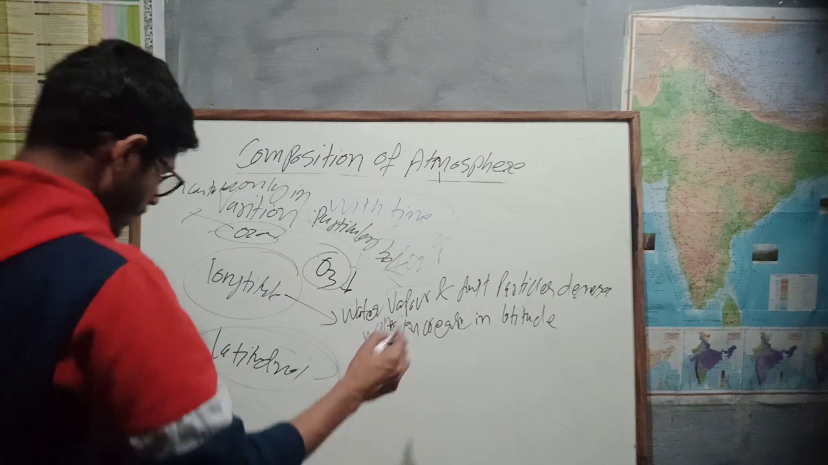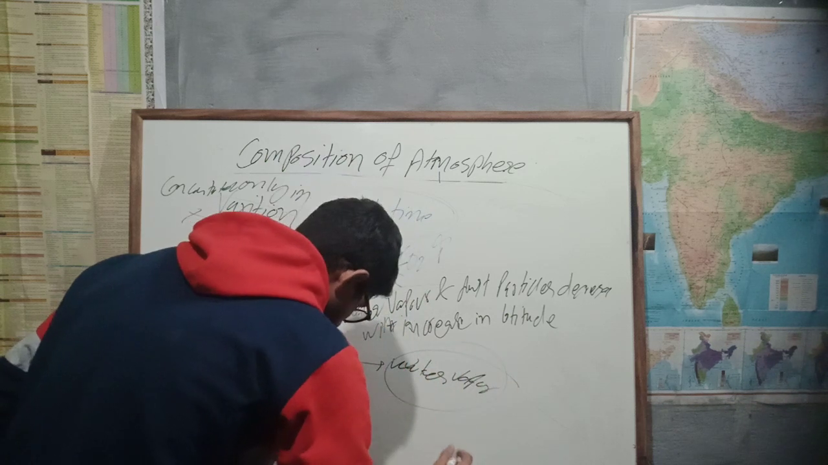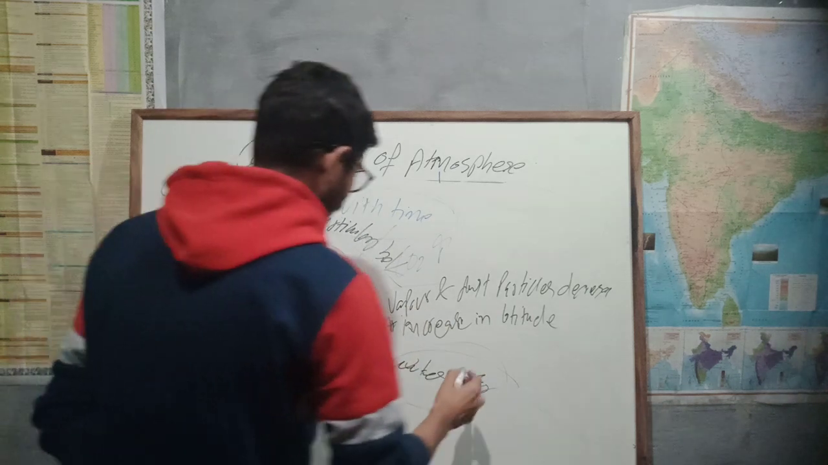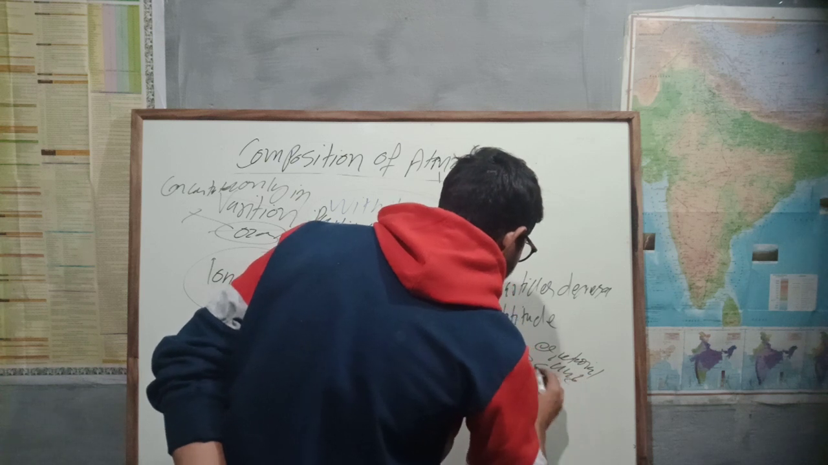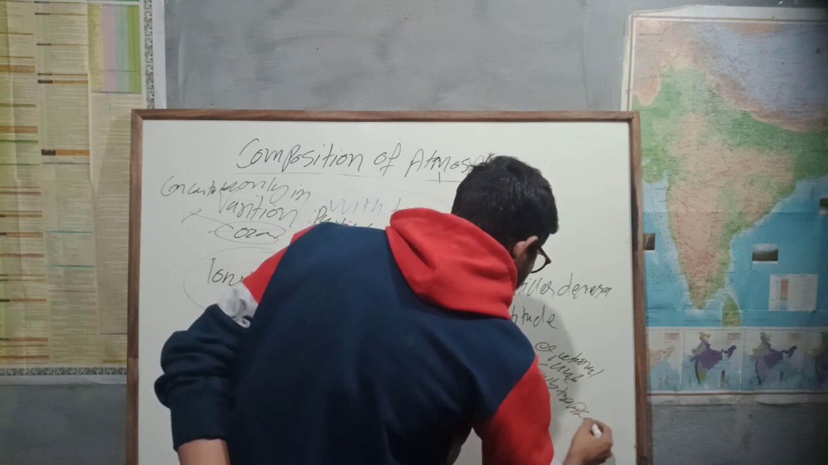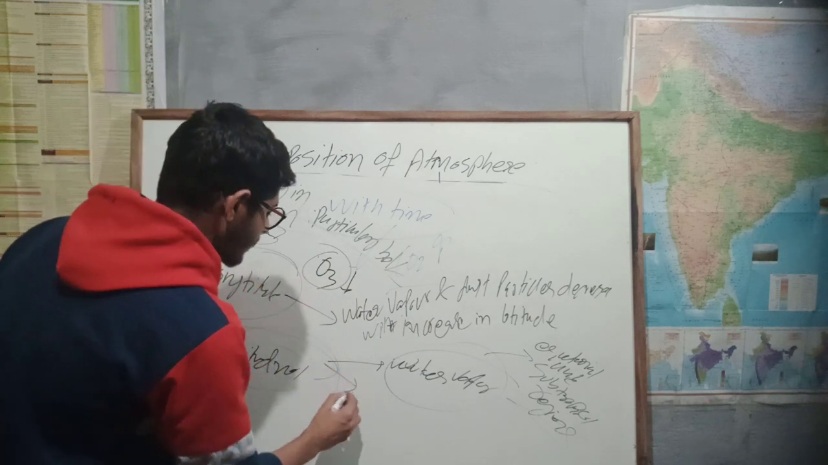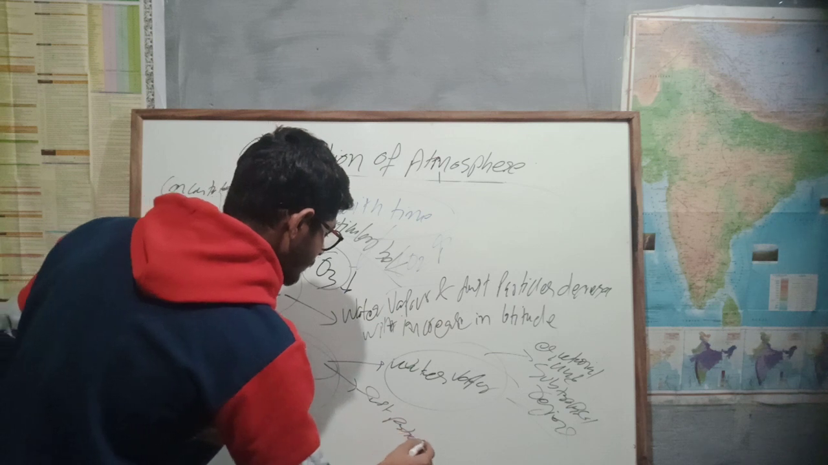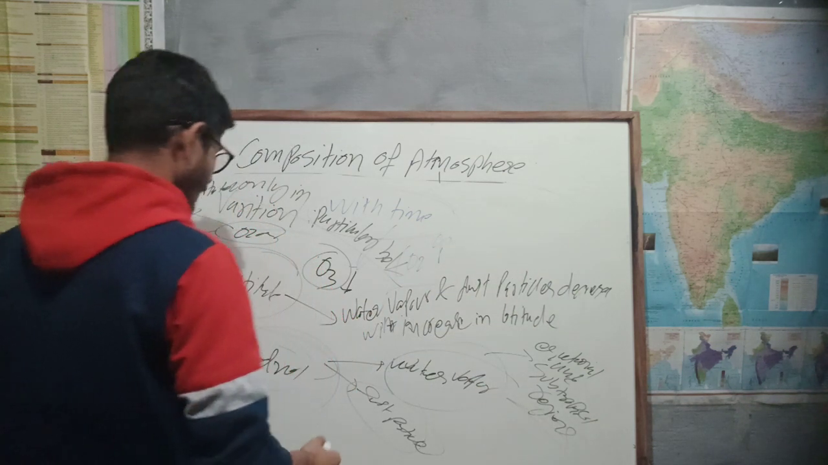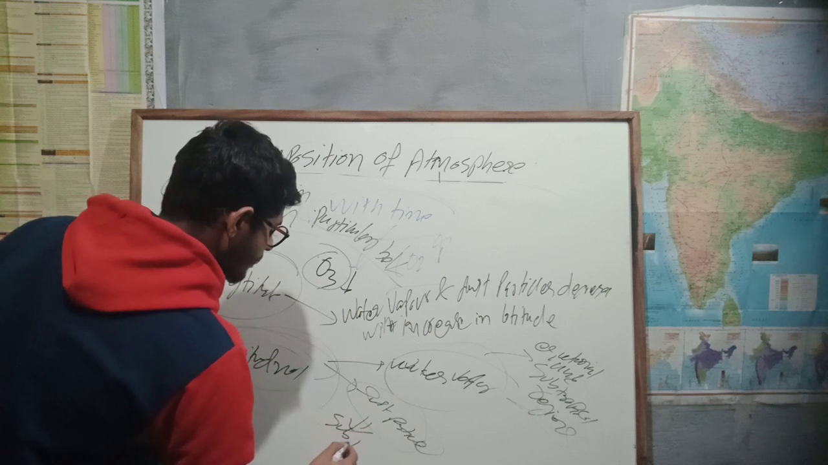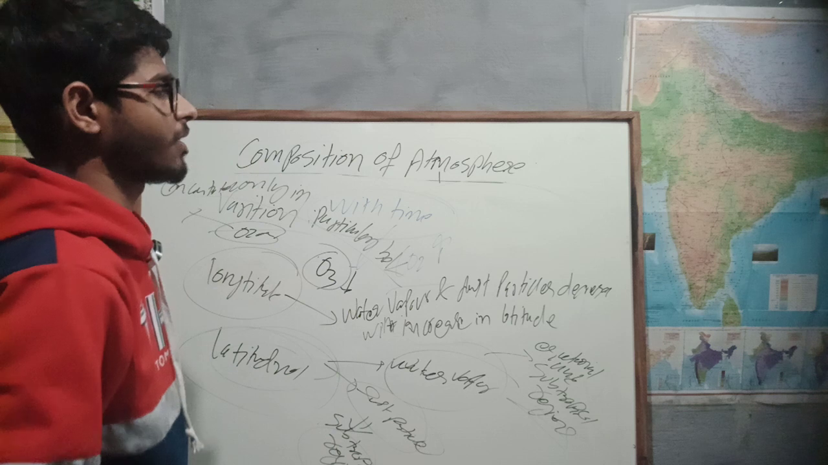Let me see if it's visible or not. Yes, it's visible. So water vapor is concentrated only in equatorial and subtropical regions. Fine. What about dust particles? They are concentrated in subtropical regions where hot deserts are there.